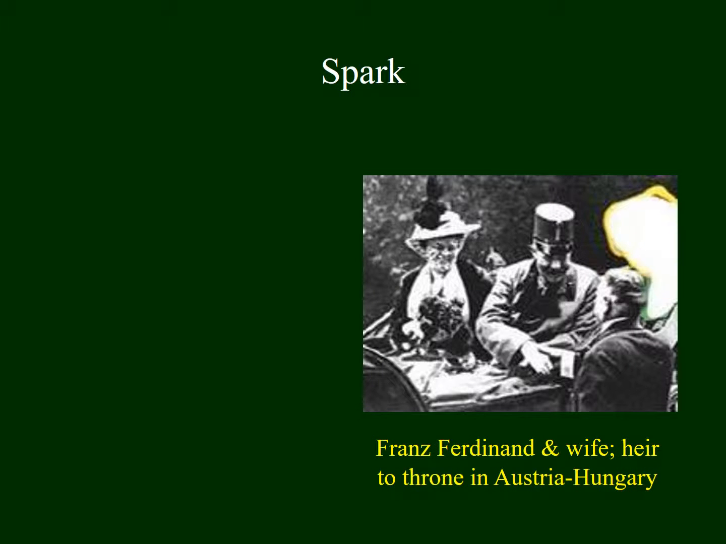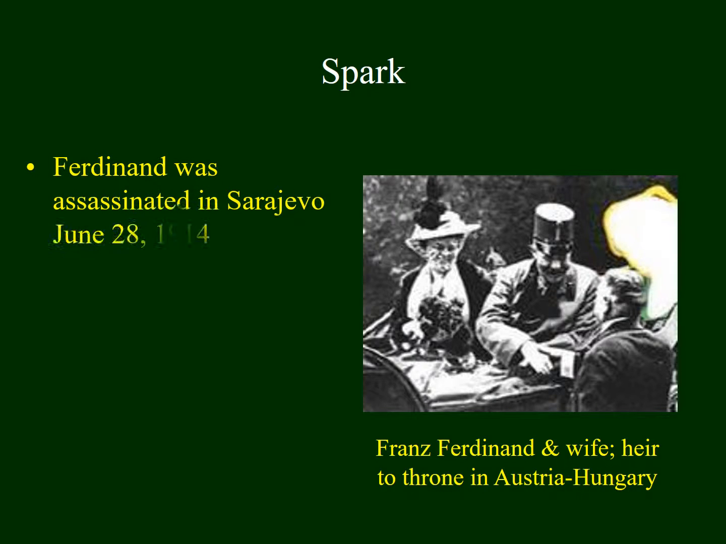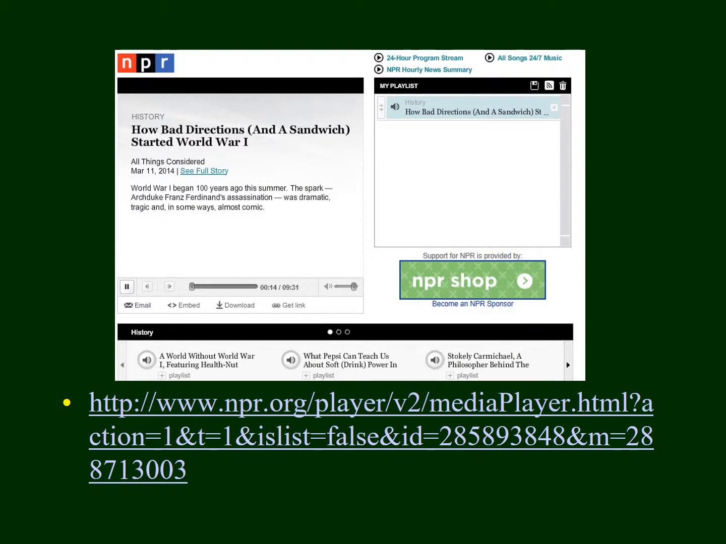As Ferdinand and his wife participated in a parade down the streets of Sarajevo, shots rang out, and he and his wife were both assassinated. This was in June of 1914. The perpetrators were Serbian terrorists. In case you're interested, there's a hyperlink on Canvas identifying the events of that day. It's quite remarkable.